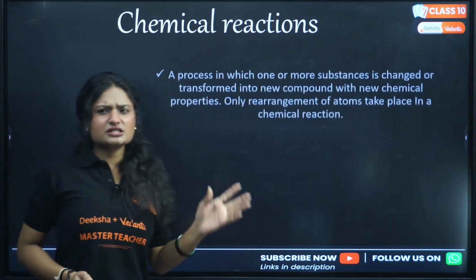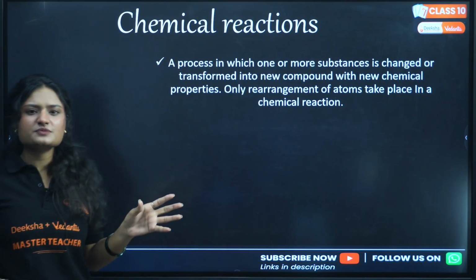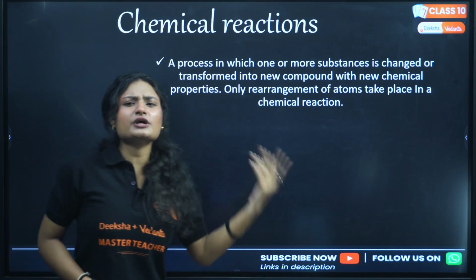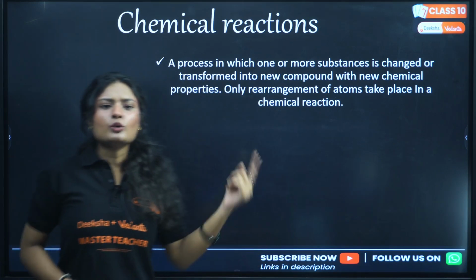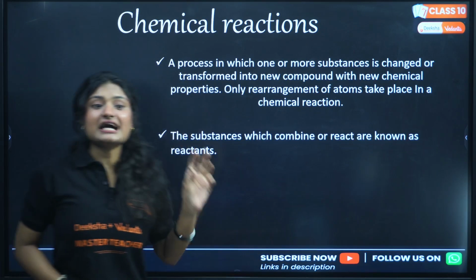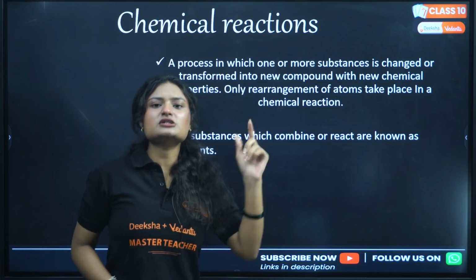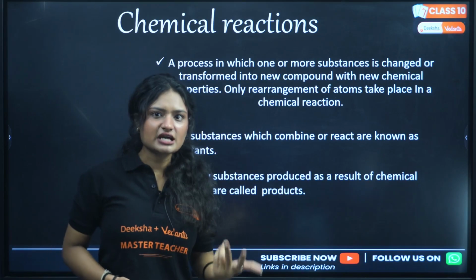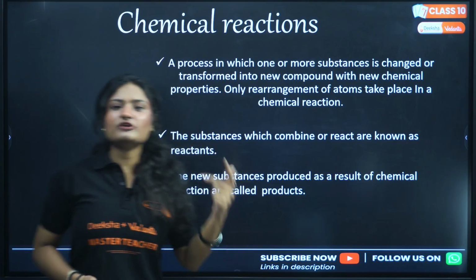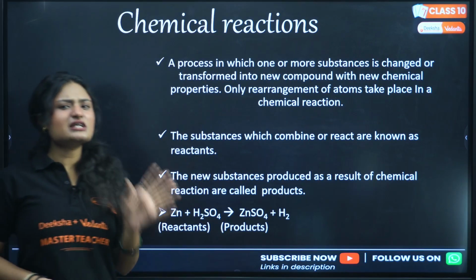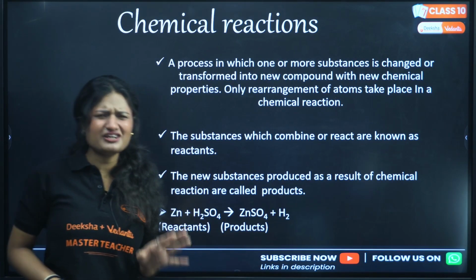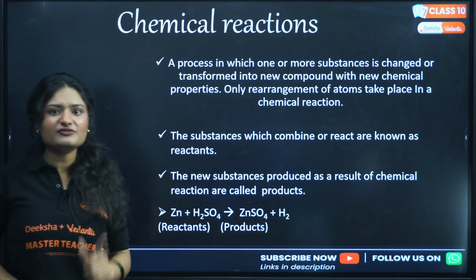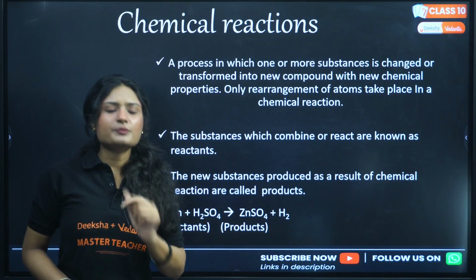A chemical reaction is a process in which one or more substances combine or react to form a new substance with new chemical and physical properties. What are the substances that are reacting called? The substances that are reacting are called reactants, and the substances that are produced at the end of the reaction are called products. For example, in this reaction, zinc combines with sulfuric acid and we get zinc sulfate and hydrogen gas. Zinc and sulfuric acid are the reactants, while zinc sulfate and hydrogen gas are the products.